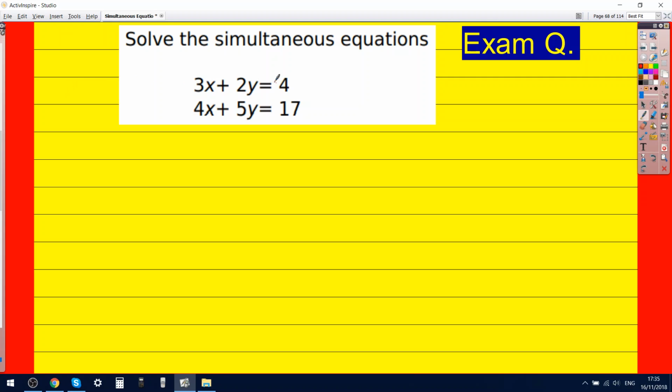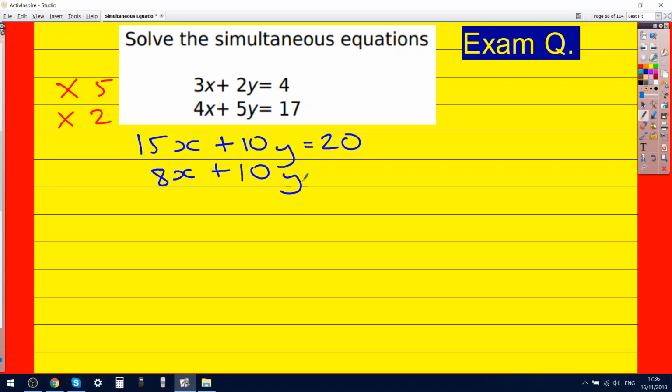Okay, so what do you times the top one by? So you can do the first one times 5, second one times 2. That's it. Okay, what do you get there? Or you can do it yourself. So it's 15x plus 10y equals 20. And 8x plus 10y equals 34.